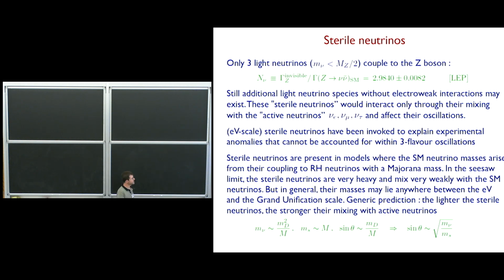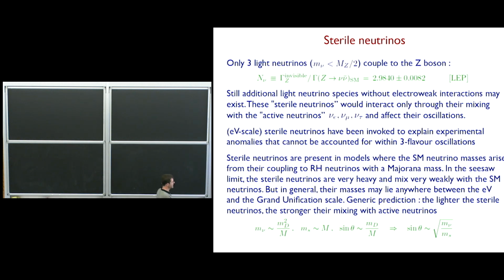If we consider, for instance, the seesaw limit, the sterile neutrinos, as we have seen yesterday, are very heavy, and they mix very weakly with the standard model neutrinos. So this will have no impact on oscillations. But in general, there is no reason to assume that they are extremely heavy, so they could be down to the electroweak scale or even below. There is a general prediction of the seesaw mechanism as long as M_D, the Dirac mass, is smaller than the mass M.